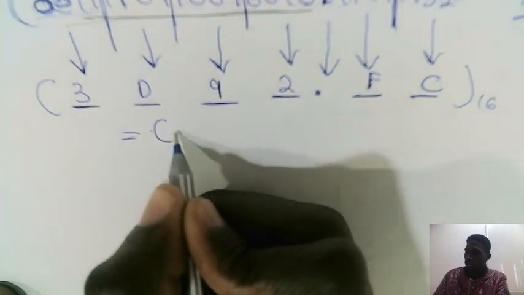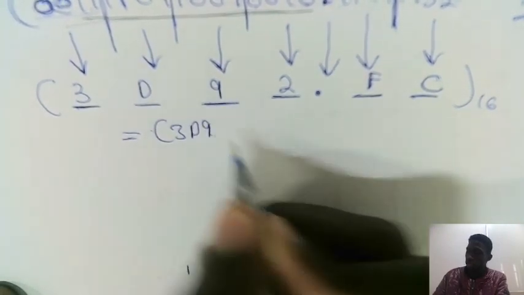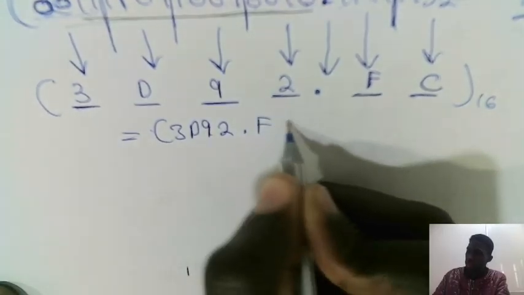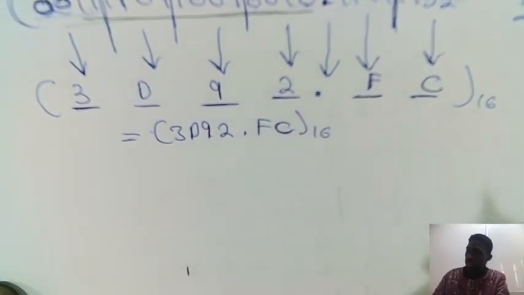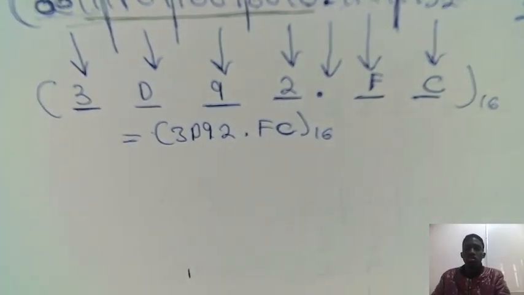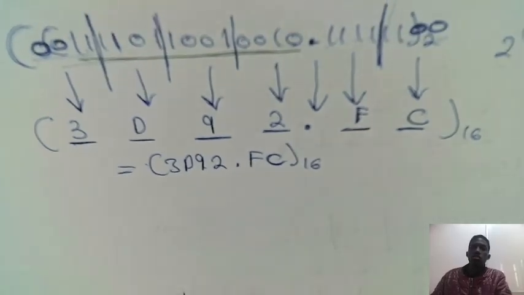So the number is 3D92.FC in base 16. Very easy to use. It's a very simple method of grouping and then converting. It's very easy. So we move on to the next example.